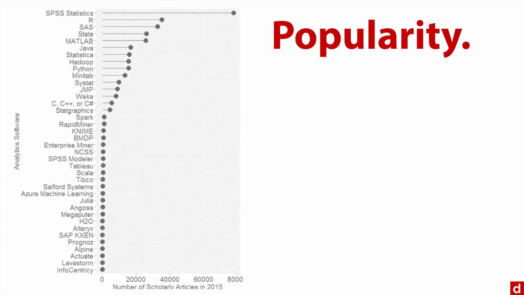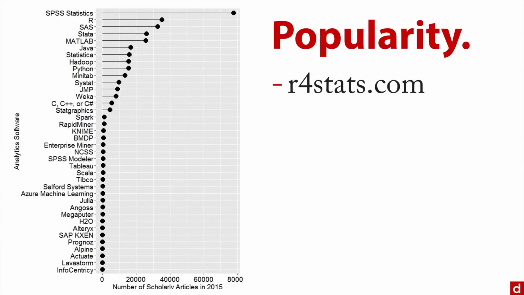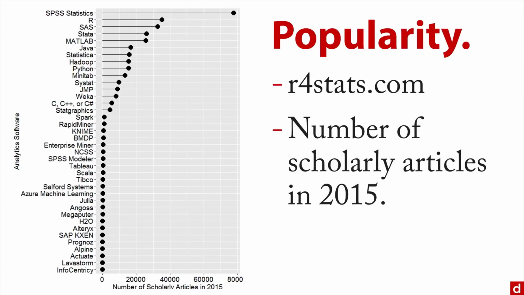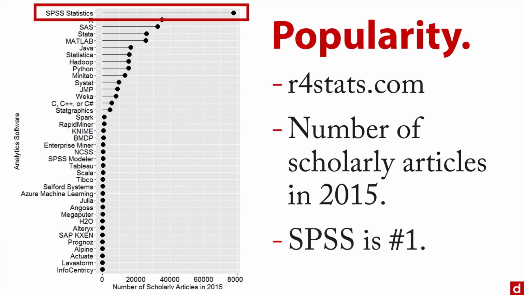One important thing to know is how popular SPSS is. Here's a chart right here that comes from the excellent website r4stats.com. And what it shows is the number of scholarly articles published in 2015 using various statistical packages and languages. And what you can see here is right at the top is SPSS Statistics. SPSS is number one by far in terms of scholarly research.